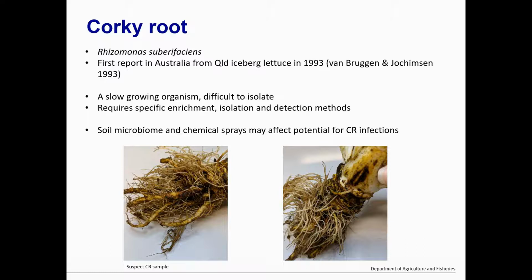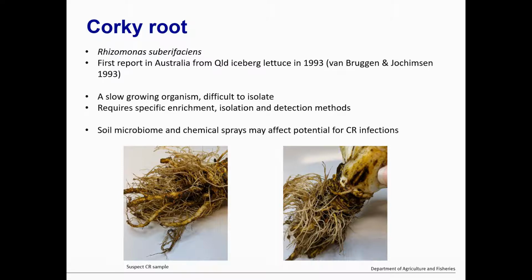The pictures you can see here are a suspect Corky root sample that we got a while back. Again, with the difficulty in isolating, we may not have actually found this one out for sure. It's not one that I see too often, but we are actually in the process of improving our enrichment methods and isolation methods for species like this, which will be really good. So it's getting a lot easier to detect those basically.